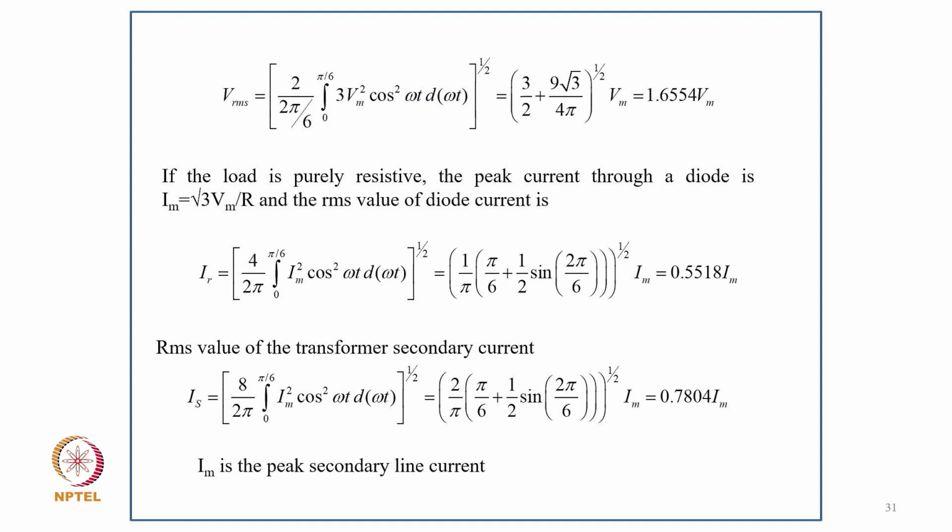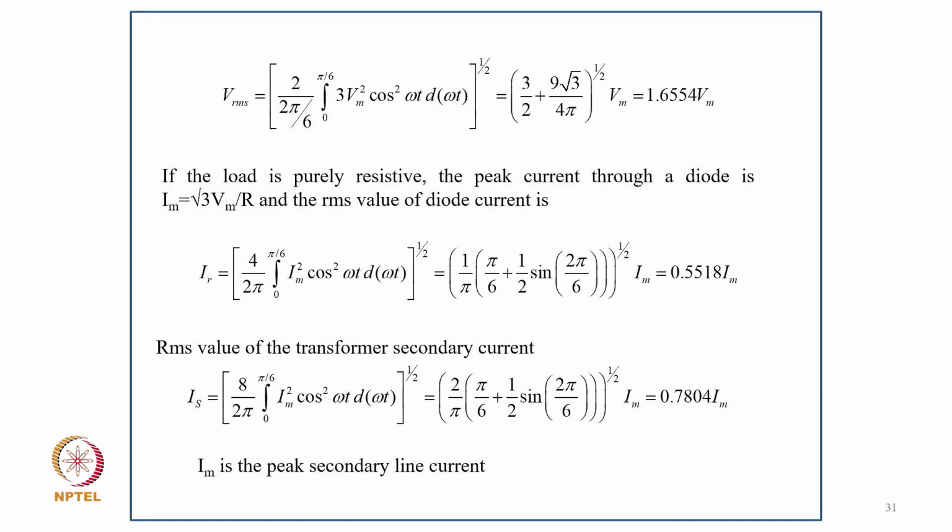So if the load is purely resistive, the peak current through a diode is Im = √3 Vm/R, and the RMS value of diode current is Ir = ((4/2π) ∫ from 0 to π/6 of Im² cos² ωt dωt)^(1/2), equal to ((1/π)(π/6 + ½ sin 2π/6))^(1/2) Im, and that becomes 0.5518 Im.